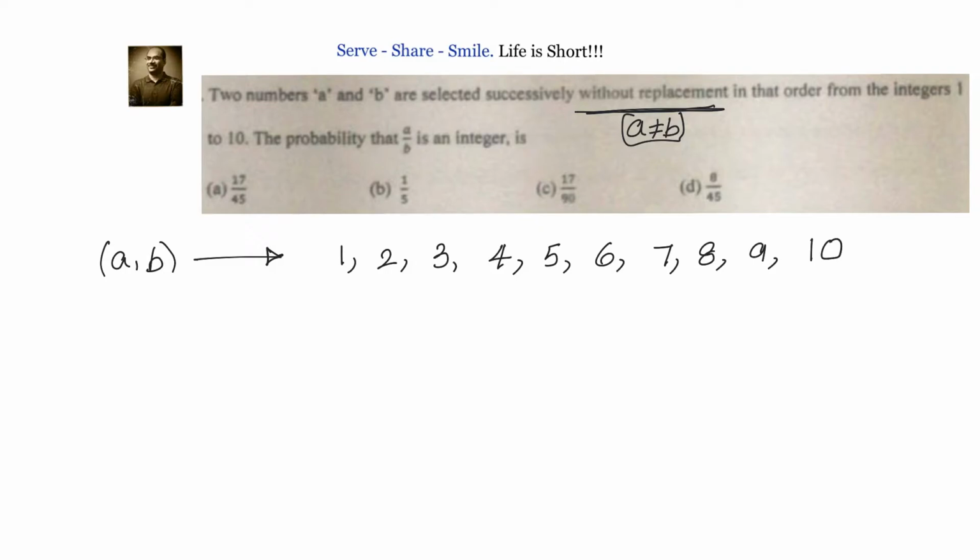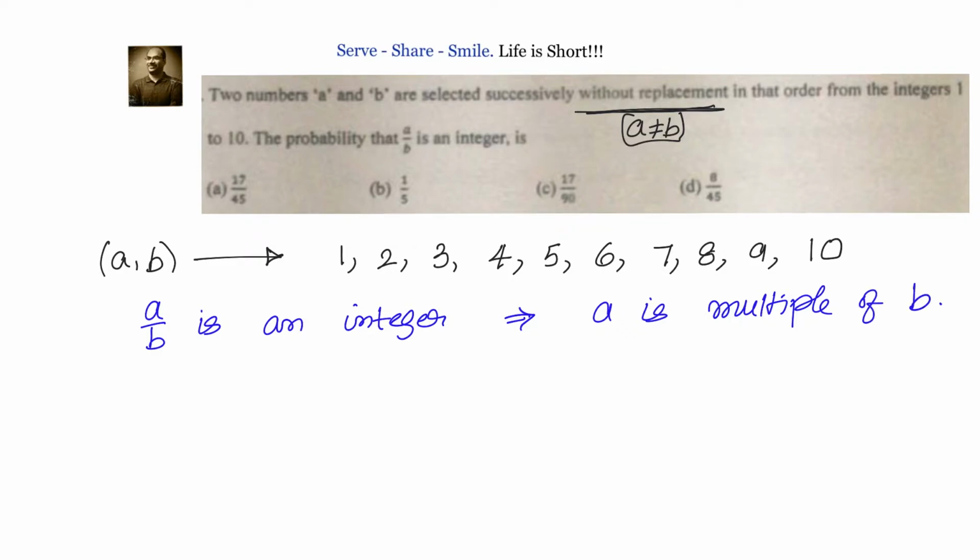What we need to find out is the probability that a by b is an integer. Now what is the meaning of a by b is an integer? A by b is an integer means a is a multiple of b. So to find the probability that a by b is an integer, we need to find out the number of options which are favorable to a by b being an integer and also the total number of options available to pick for a and b.